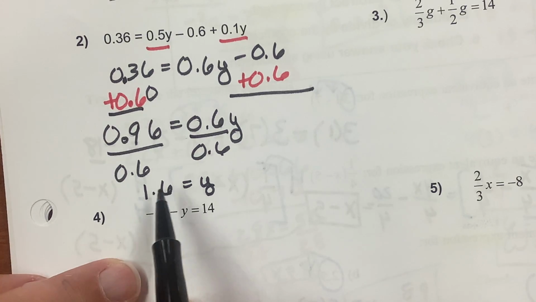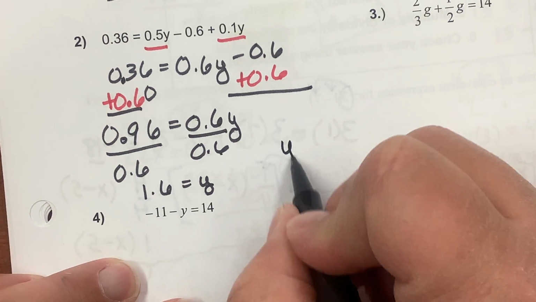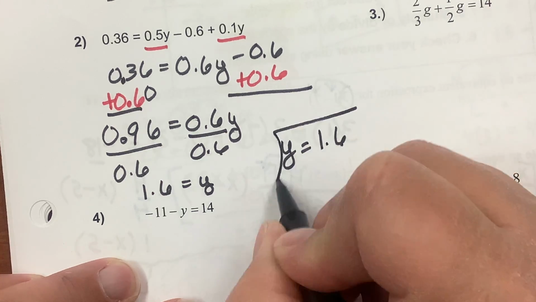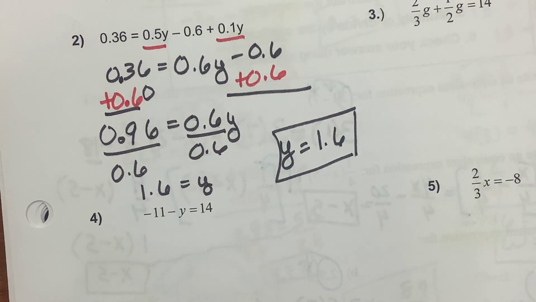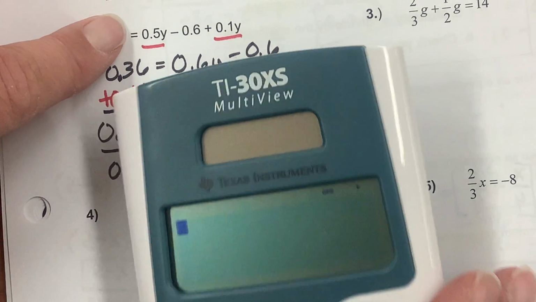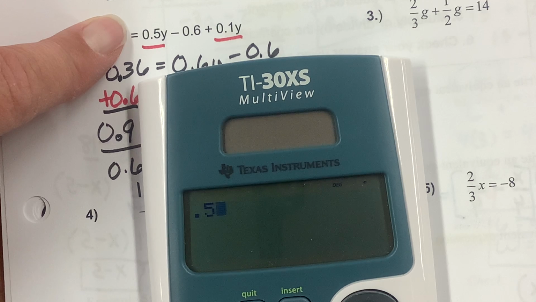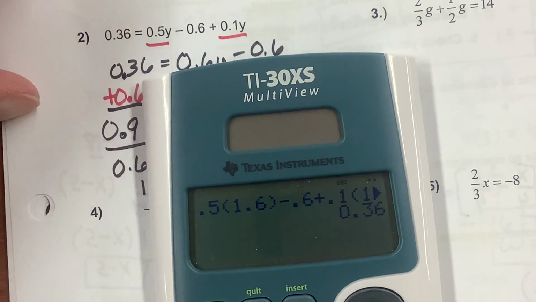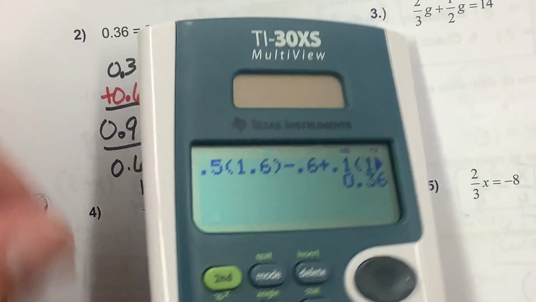But you know how much I hate that. So I'm just going to reverse it at the end here. Y equals 1 and 6/10. Put a box around it. Now, I'm going to go back and check that. Why? Because sometimes, you make a mistake. So, 5/10 times 1 and 6/10 minus 6/10 plus 1/10 times 1 6/10. Okay, and that comes out to 36/100. Yay, it worked, it worked.